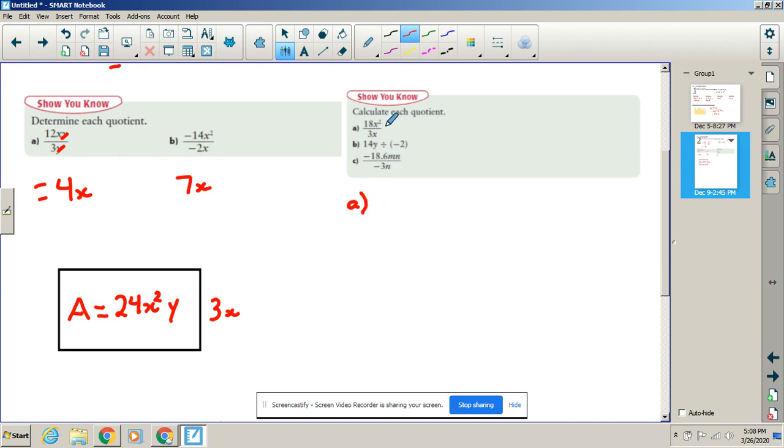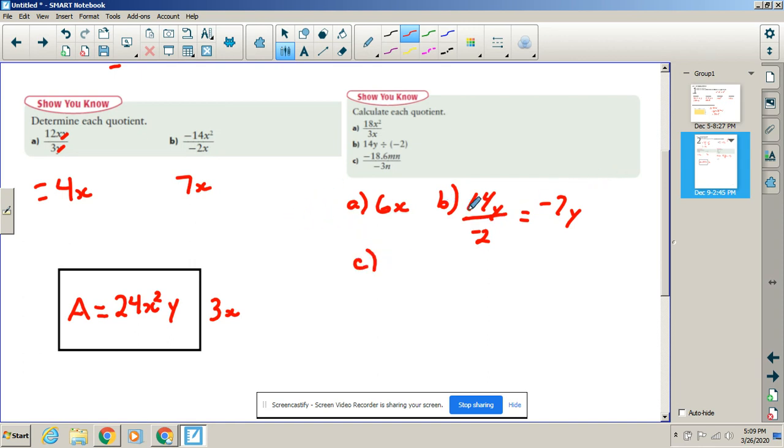In this one here, A, I have 18x squared divided by 3x, so I take 18 divided by 3, which is 6, and x squared divided by x, again, is just x. In example B, I have 14y divided by negative 2. Now, they may write the division statement in that instead of kind of fraction form. If they write it like that, if you don't like doing that, we can go 14y divided by negative 2. That means exactly the same thing. 14 divided by negative 2 is negative 7, and there's nothing to divide the y by, so it stays in. So the answer to that one is negative 7y.